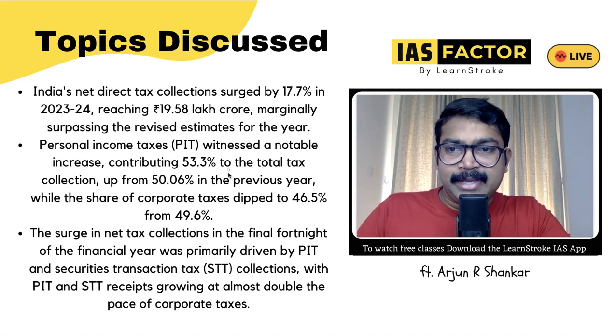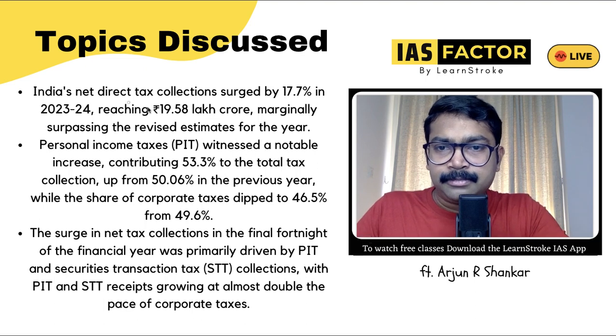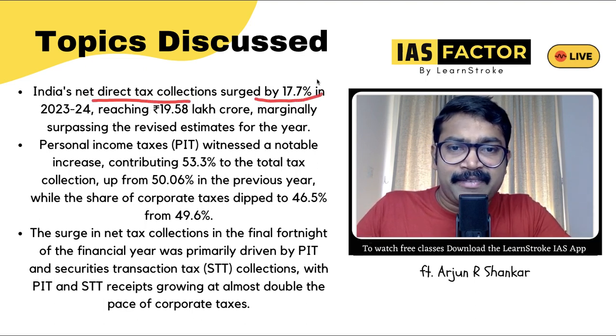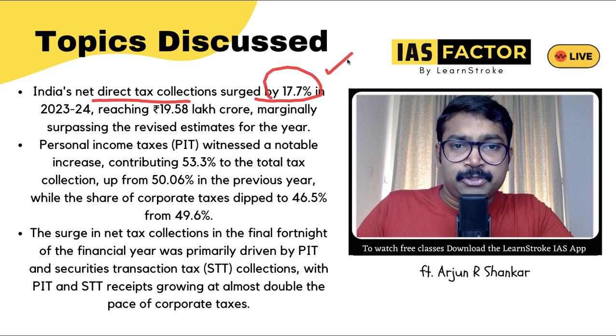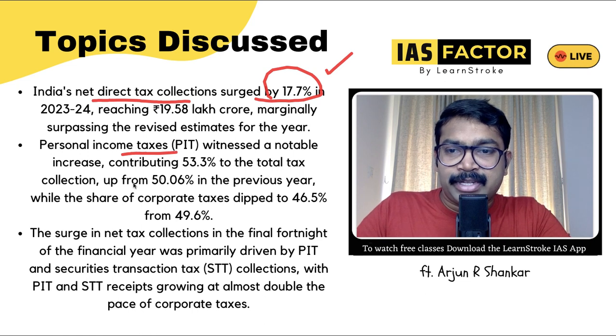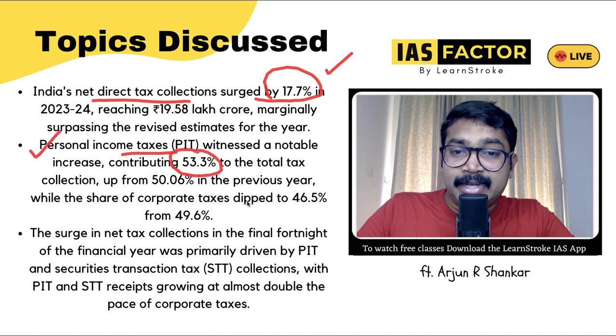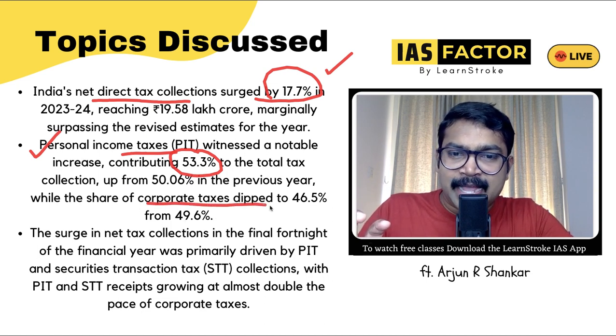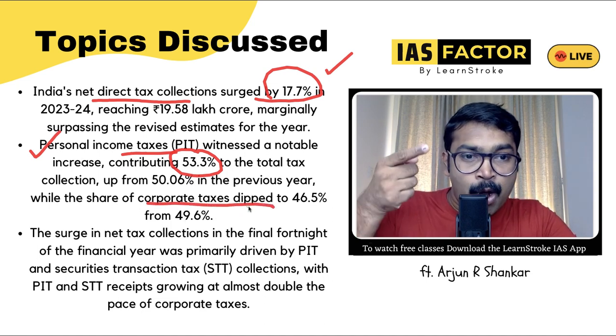Okay, now let's check the important statistics quickly. India's net direct tax collection has increased by 17.7%. Good, that means people have contributed to tax. Personal income taxes witnessed a notable increase, contributing 53% of the total tax collection. So that is something we have to note. The PIT witnessed a notable increase, while the share of corporate tax dipped. So there is a small dip.